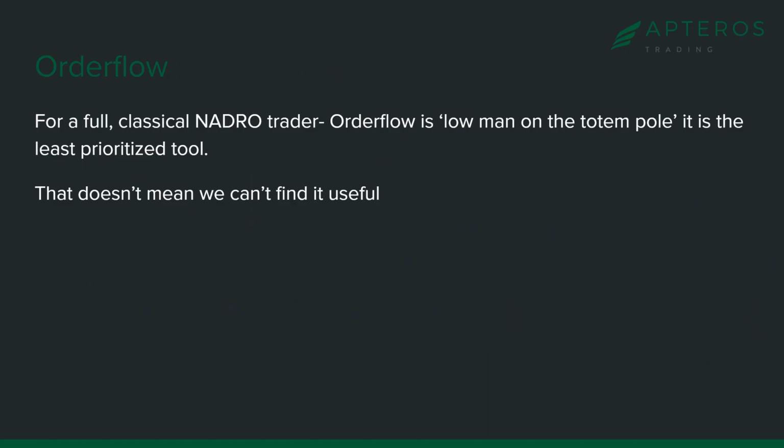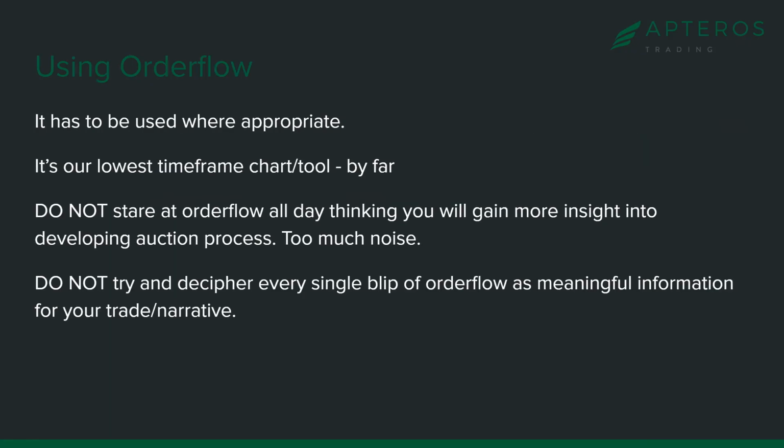For a full by-the-book classical NADRO type trader, order flow is low man on the totem pole. It is the least prioritized tool. But that doesn't mean that we can't use it and find it useful in areas. Far from it. But it's important to note that we always have to keep order flow in its place. NADR and then finally O. That's a top-down approach, and a hierarchy of importance. So we have to use it where it's appropriate.